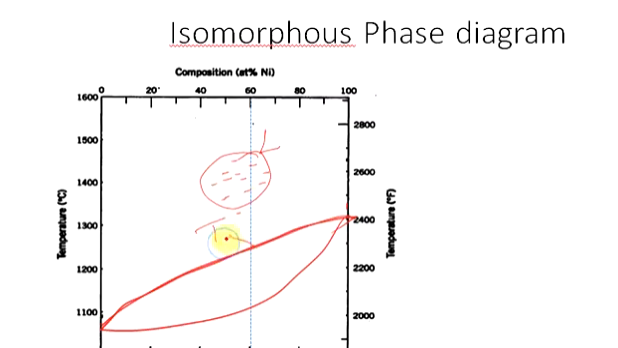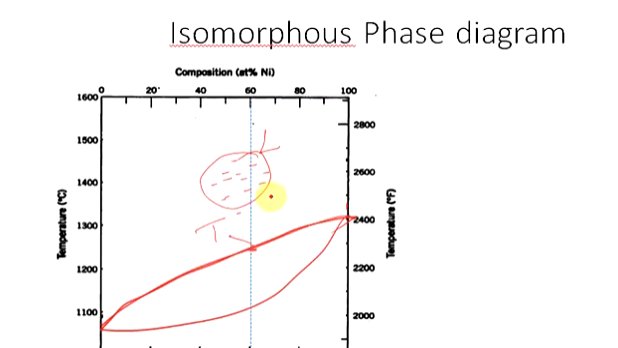Let's put TL. This is the liquidus temperature, so let us represent it as TL. Now, at the liquidus temperature, the phase will change. When we reach this particular point, the phase will change because it is now transforming into solid state.